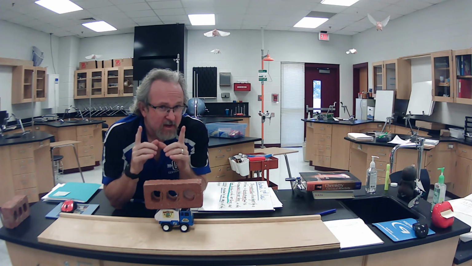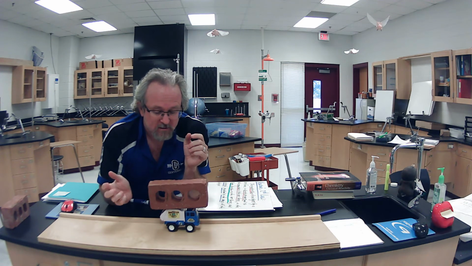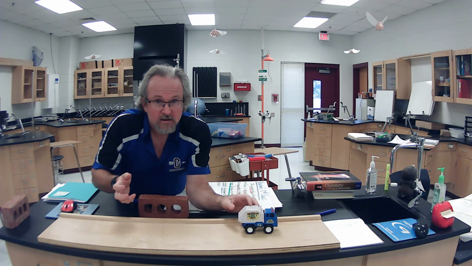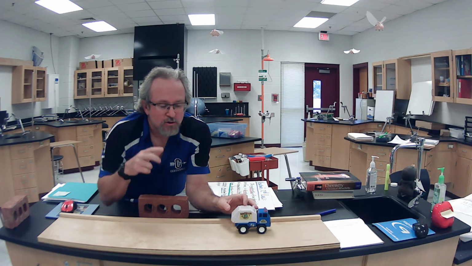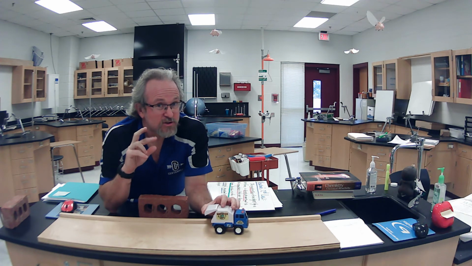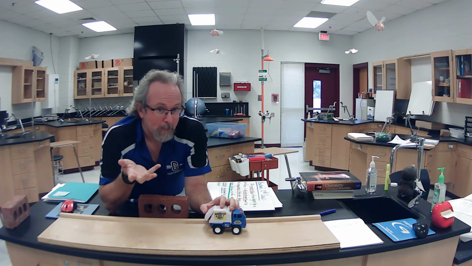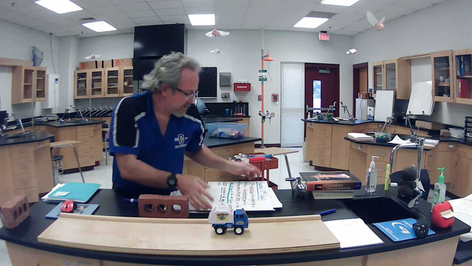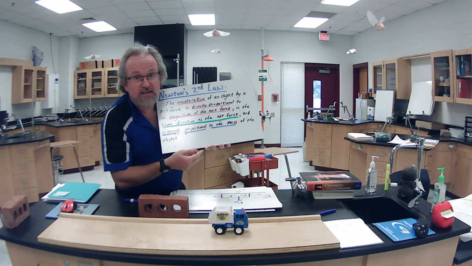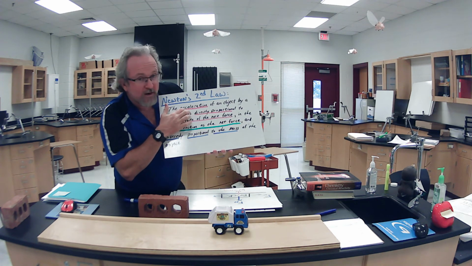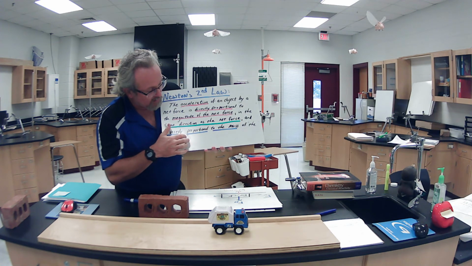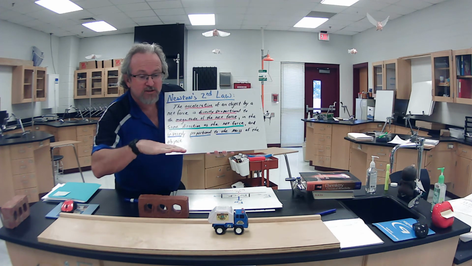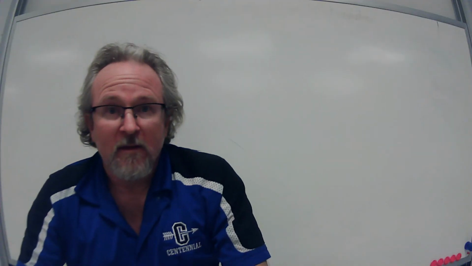Now, think about this. Same force, acceleration was lower. Same force, acceleration was higher. So there we see that inverse relationship. As the mass got higher, the acceleration got lower. That's what this says. This says basically the acceleration is opposite the mass. So if the mass is greater, given the same force, the acceleration is going to be lower.